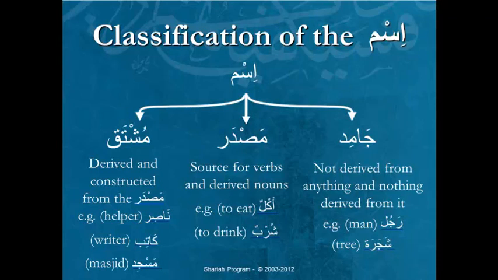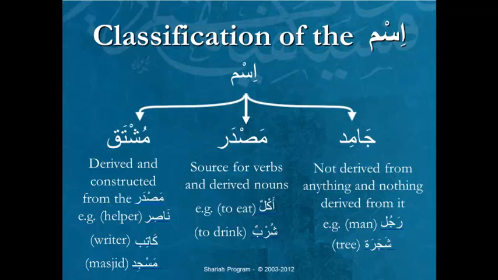Katib is writer, so it comes from a word that means to write, and from which other words are created, like wrote, writes, will write. Masjid is the place of prostration, and it comes from the word prostration, which is the verbal noun. Verbal noun, like laziness or confusion, or hitting or helping or sitting or standing or eating or drinking. So masjid is an example of mushtaq, a derived ism.